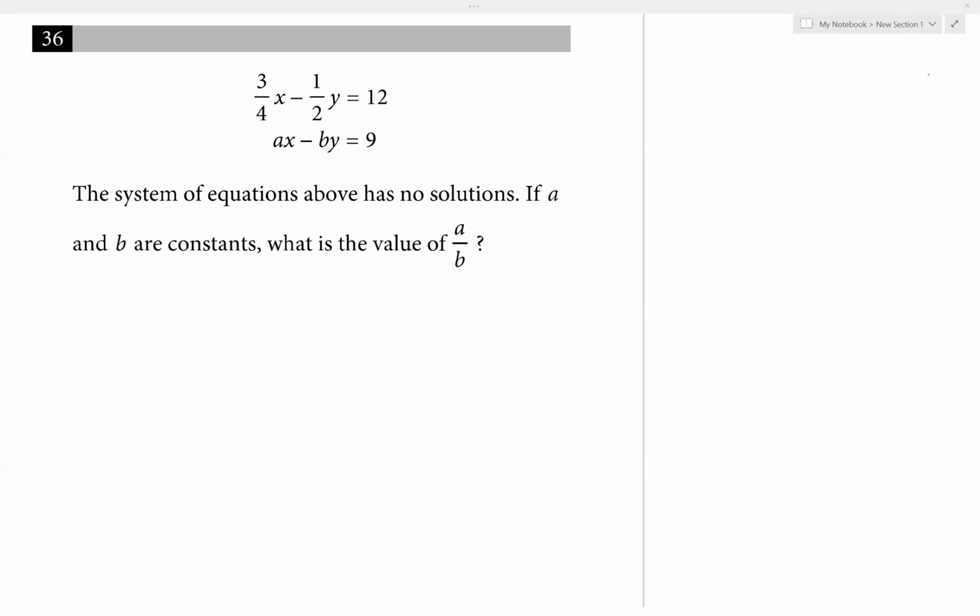All right, number 36. The system of equations above have no solutions. If a and b are constants, what's the value of a over b? Okay, so what happens here is, we know these two equations, they have a system of equations and they should have no solutions. So pretty much if two equations have no solution, we think about them graphically, then the graph should be like parallel lines, okay?